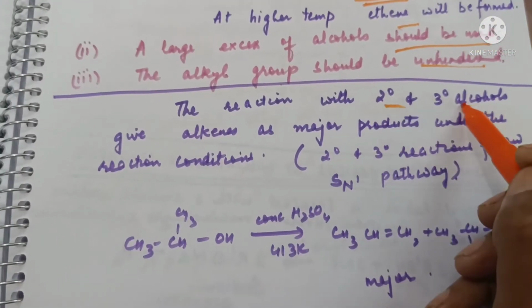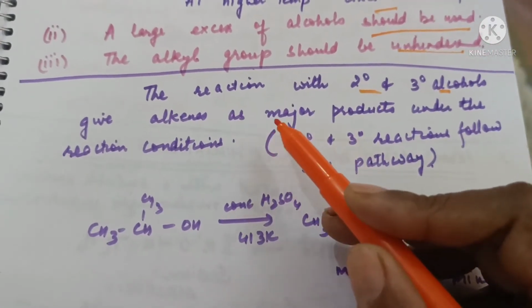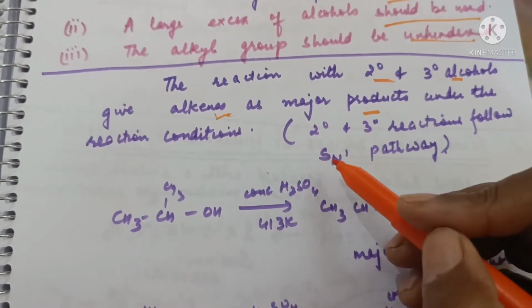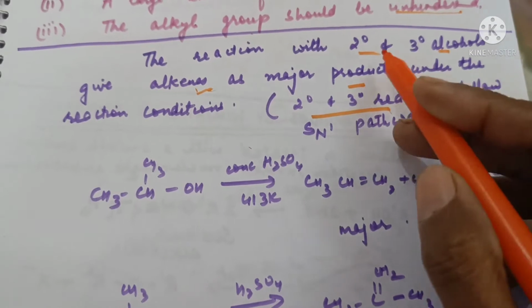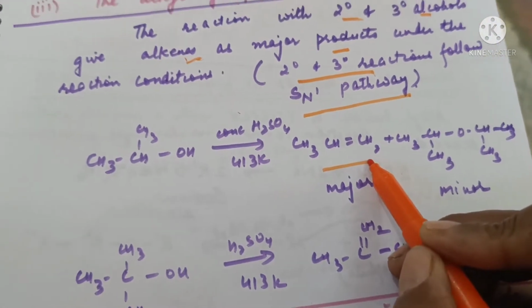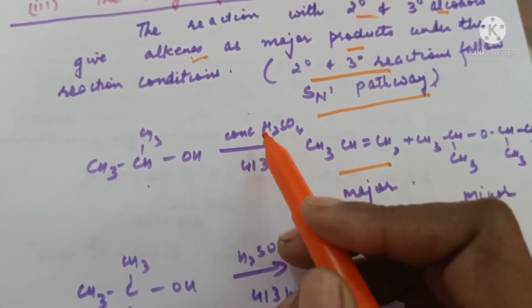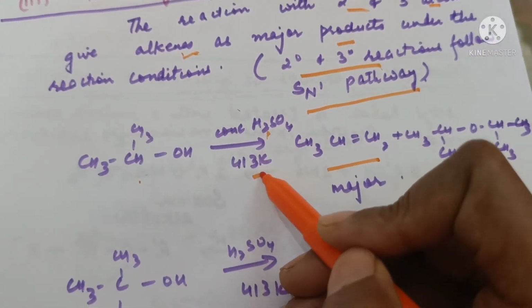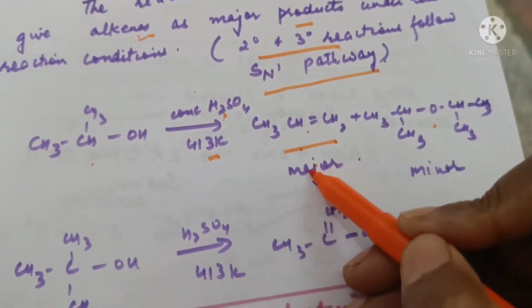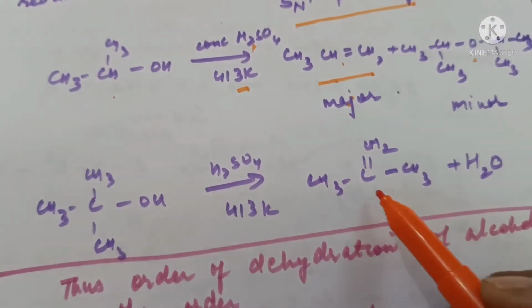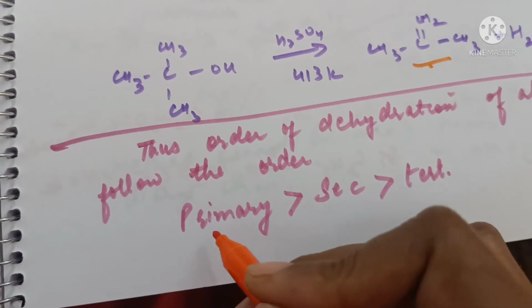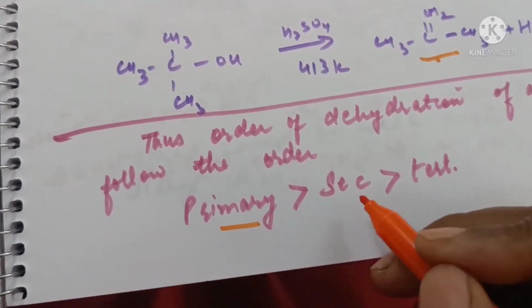If the alcohols are secondary or tertiary, they will preferably form alkenes as the major products under these reaction conditions, because secondary and tertiary alcohols follow the SN1 pathway and form alkenes. So if you react a secondary alcohol with concentrated sulfuric acid at 413 Kelvin, alkene and ether will be formed, but alkene will be the major product. Similarly, tertiary alcohol will also yield alkene.